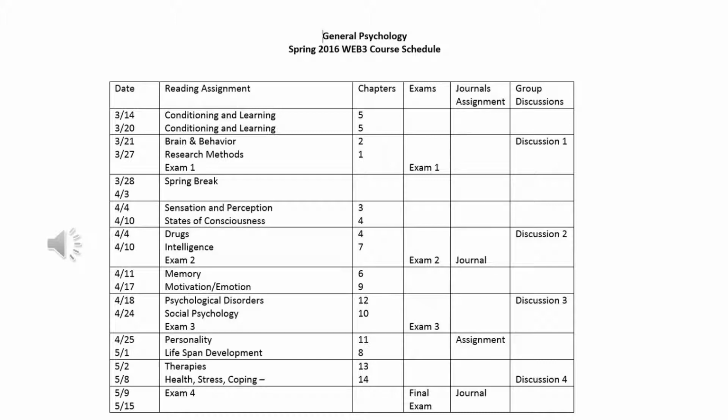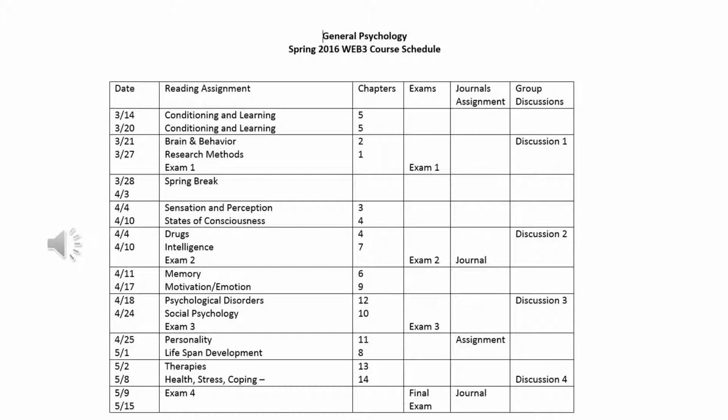This is the Spring 2016 Web3 Gen Psychology course schedule. You're going to see here that it's very much front-loaded and can kind of slow down towards the end. Starting off the first week, we have conditioning and learning, and that'll include classical conditioning, operant conditioning, and cognitive or observational learning. Quite a bit there in the first week.